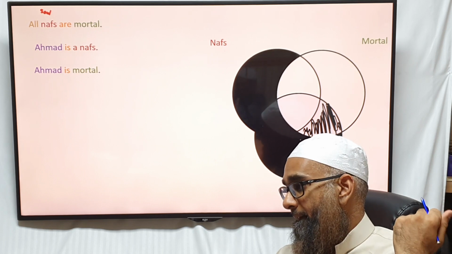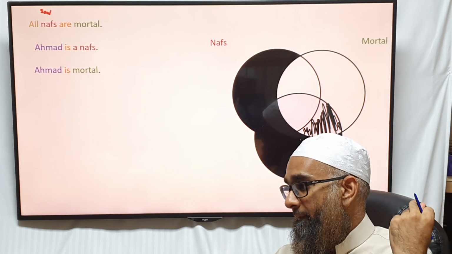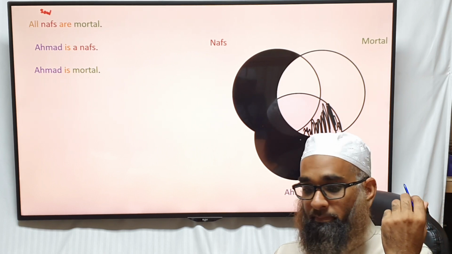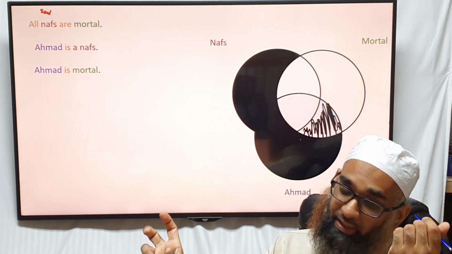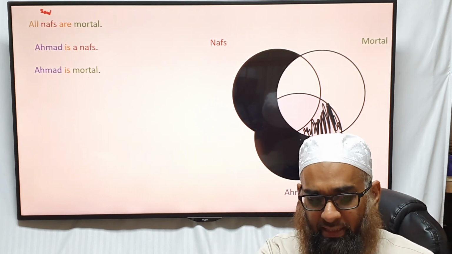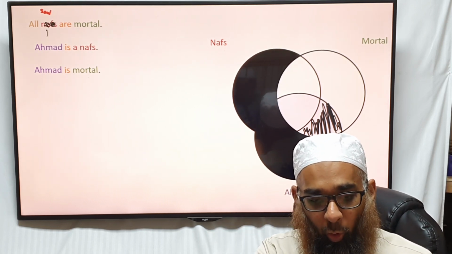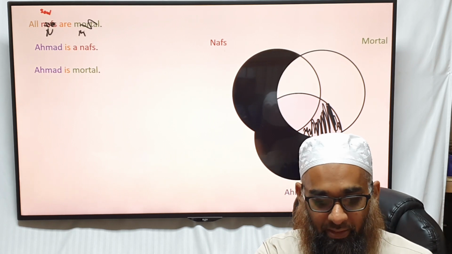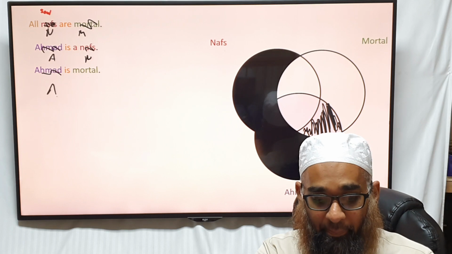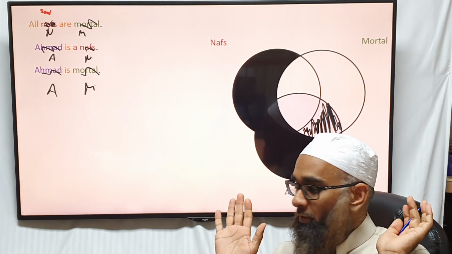Why? Because by saying nafs, you're saying it is there. So basically, what you're looking at is the terms. For example, let's change it into something else: All N is M. Forget what it means. A is N, therefore A is M. This is the form. So the form is correct.